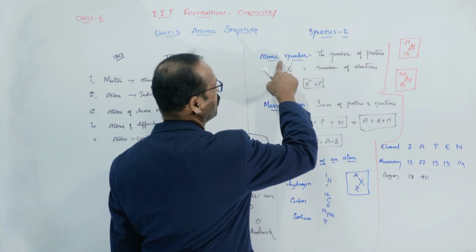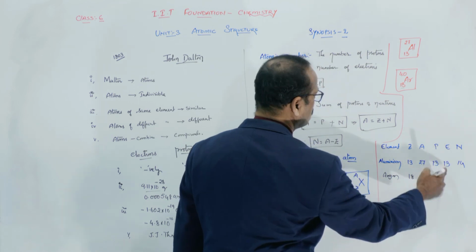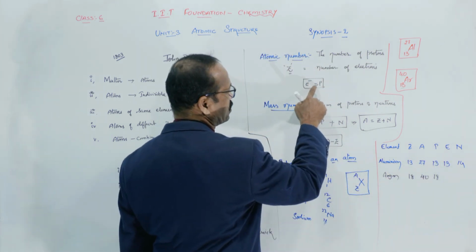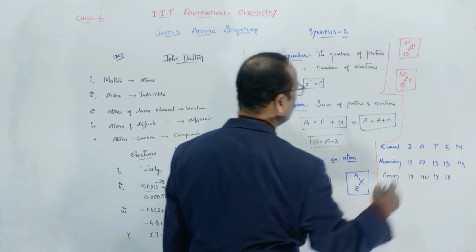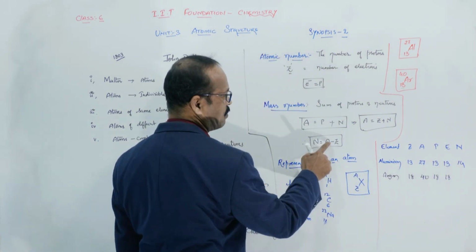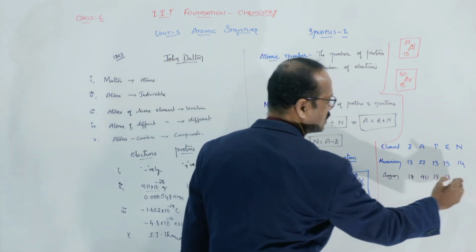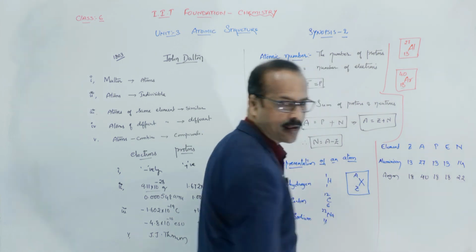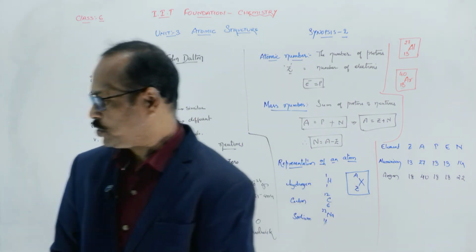Now, how many protons are there? Protons is nothing but the atomic number, 18, so 18 protons are there. How many electrons? Protons and electrons are the same, so 18 electrons. What is the number of neutrons? A minus Z, mass number minus atomic number: 40 minus 18 is 22 neutrons. Clear, students? In this way you can practice.